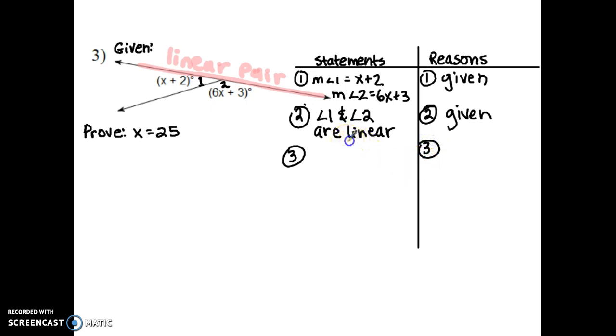Based on this idea of linear pair, I'm going to go ahead and say if I add the measure of angle 1 to the measure of angle 2, linear means 180. The reason I can say that is the linear pair postulate.